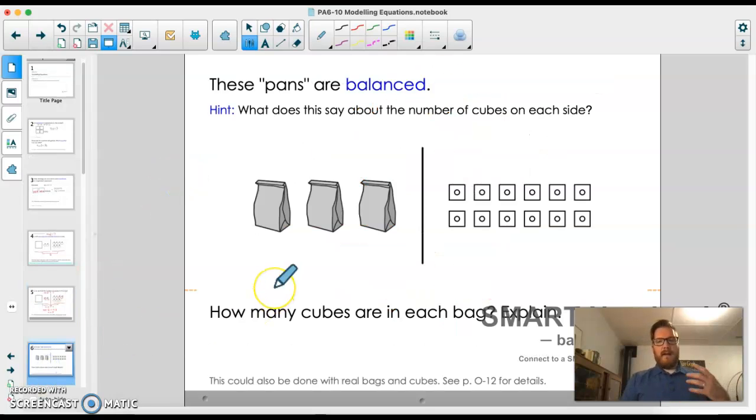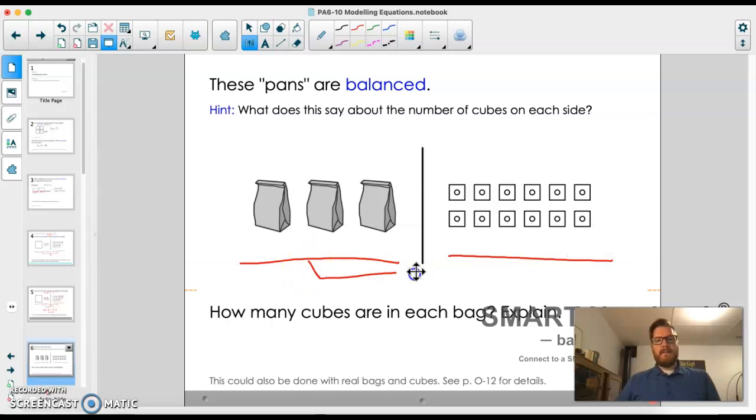Okay. Now we're going to imagine here that this equation is balanced on the pan, right? So we have 3 bags on the left side, and then we have 2, 4, 6, 8, 10, 12 counters or whatever, little squares on the right side. Okay. So then the question would be, well, how many cubes are in each bag? Well, if we've got 12 on this side and they're spread evenly over 3 bags, then I know that there's going to be 4 in each bag, right? That's how that's going to work out.